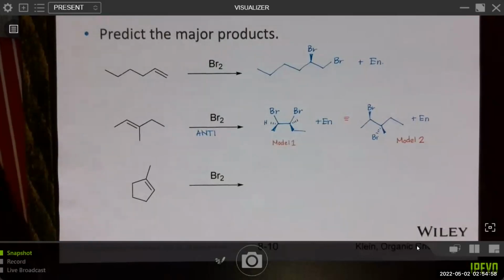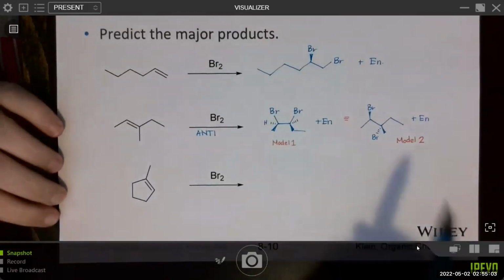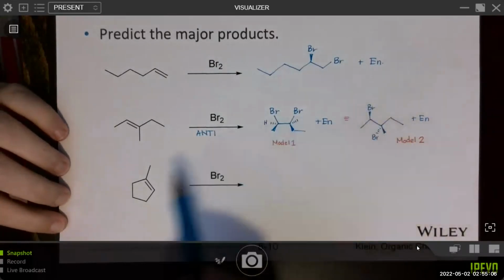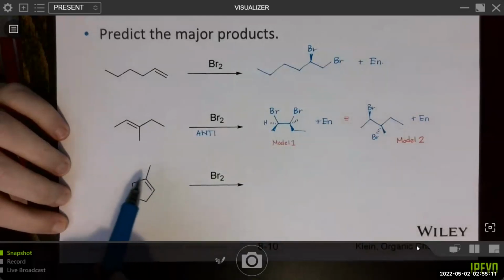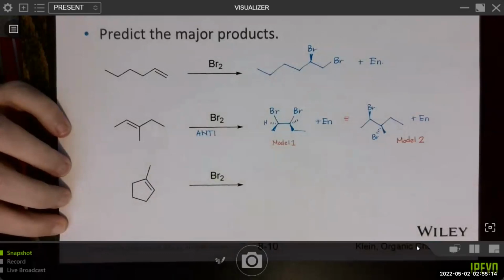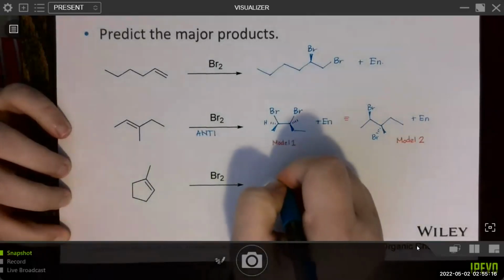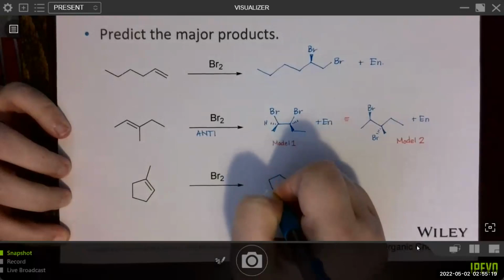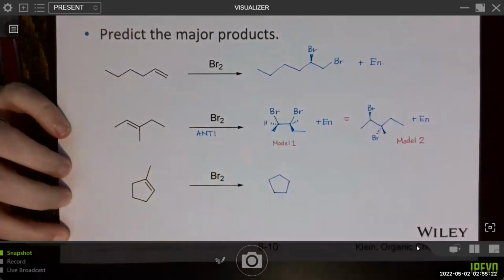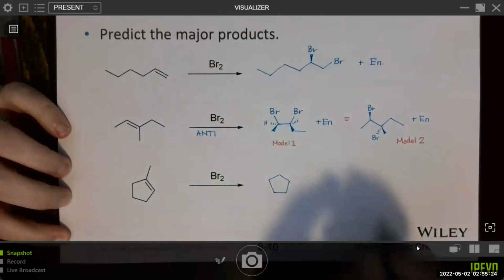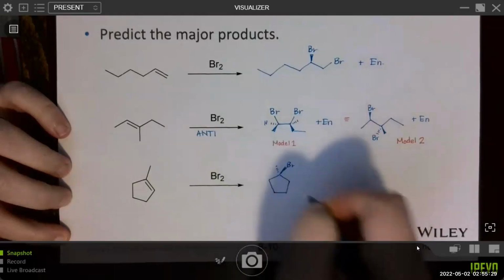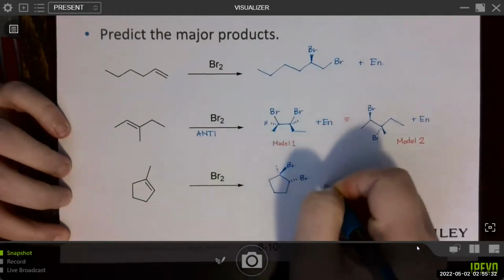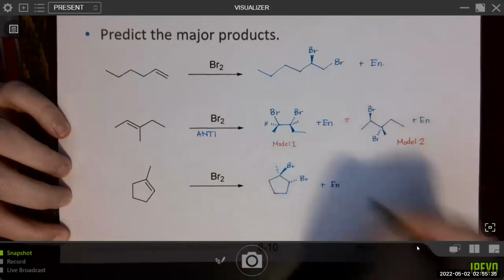Okay, moving on here to the last one. Remember I said it's really common to use model 2 when you're starting with a cyclic substrate. That's just because that allows us to leave the ring in the plane, which is a little bit easier to draw. So I just draw a 5-membered ring, and I want to make sure again that those bromines are anti. So if I put one up, that means that the other one must go back. You would also get an anti marker.